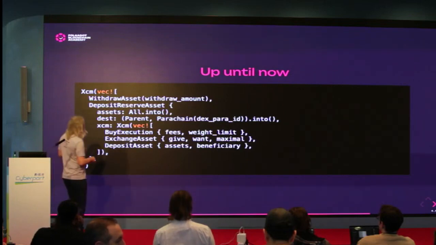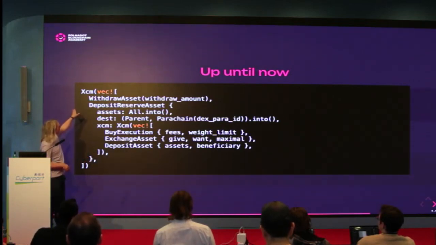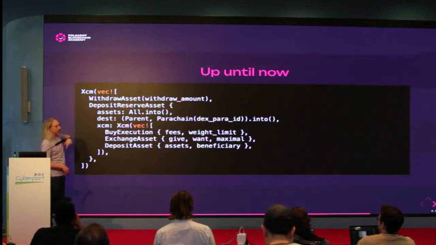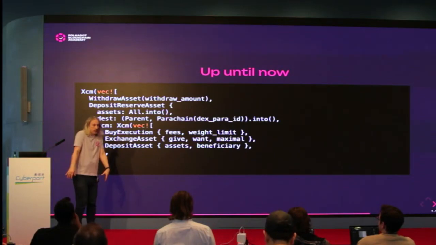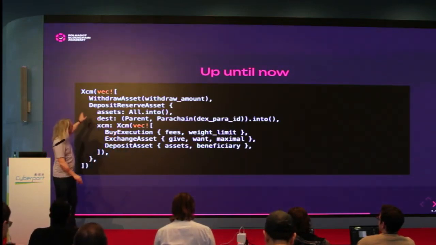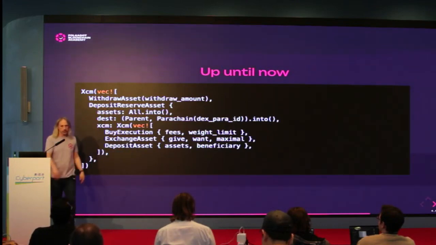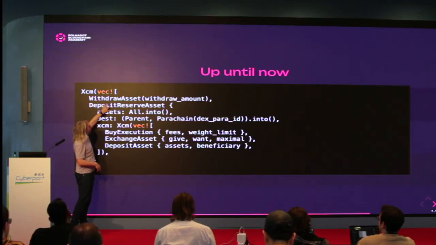So up until now, let's have a look at our code. We were drawing an asset on our reserve chain, right? We control the reserves, right? So maybe we are Acala and we're doing the Aca token, or whatever, we're Moonbeam, we're doing the Glimmer token, or whatever. So we are the reserve chain for this asset.